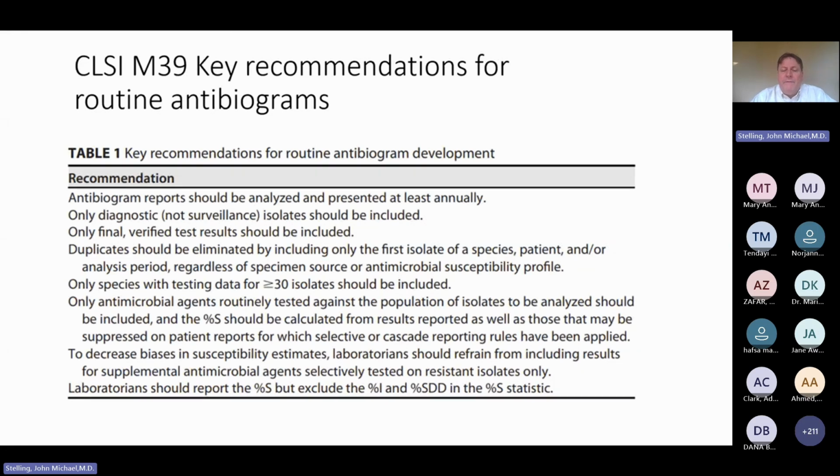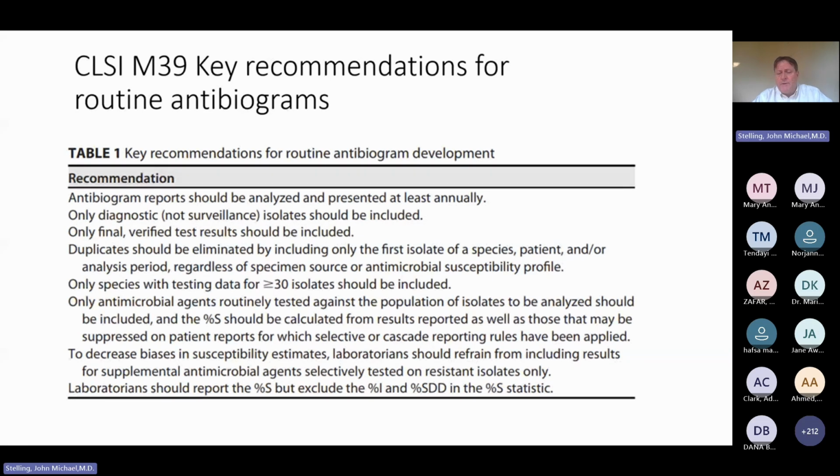I want to add a small caveat: you can do the first isolate. What I usually do is the first isolate with antibiotic results. For example, if the patient had an E. coli that was not susceptibility tested, followed by an E. coli that was susceptibility tested, I would take the one with the susceptibility test. The one without the susceptibility test adds nothing to the antibiogram. WHONET does offer both options: first isolate or first isolate with antibiotic results. I will refer to antibiotic results as AST, antimicrobial susceptibility test.